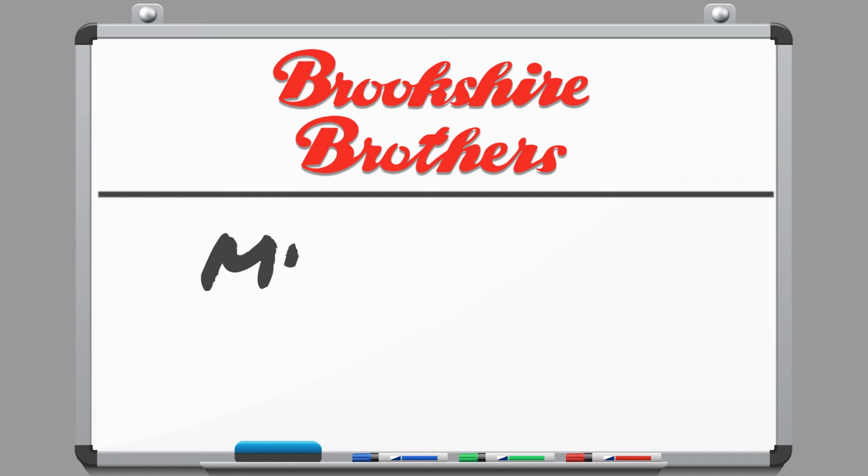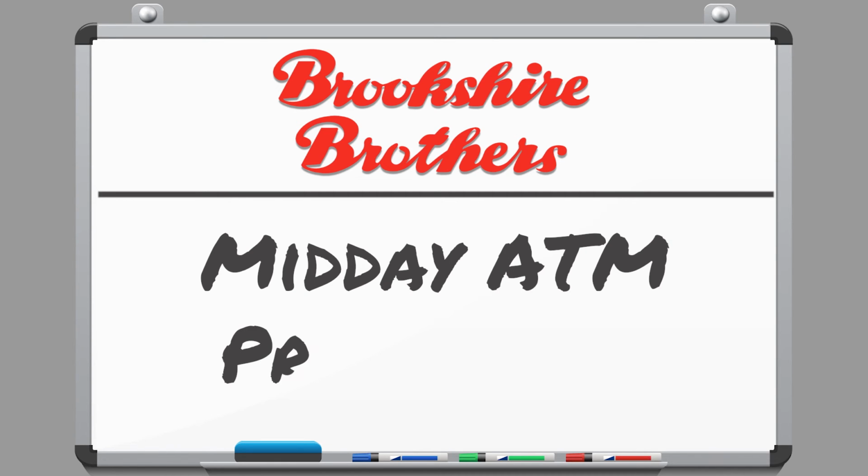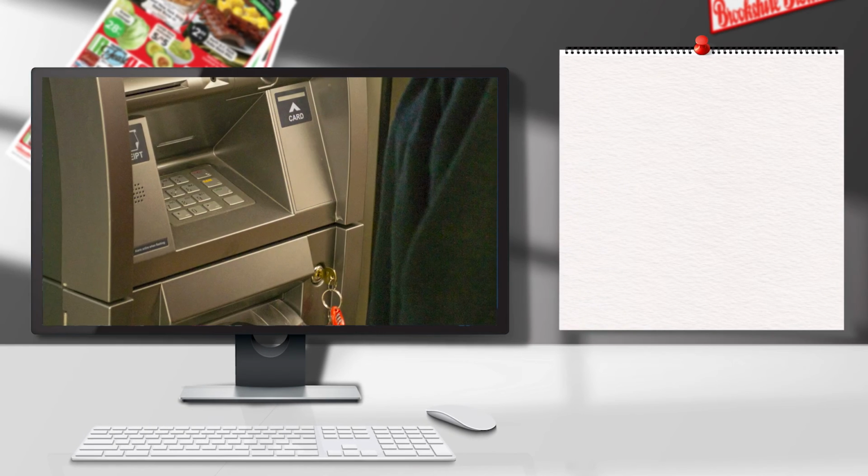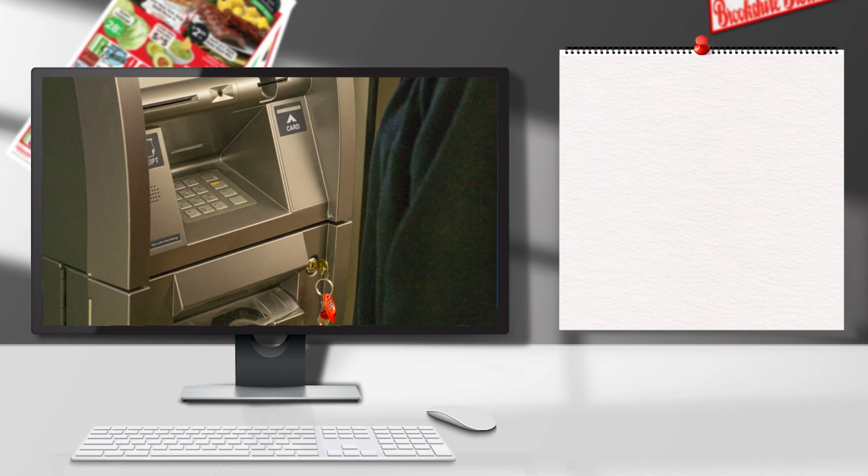Now we will cover the steps to adding money to the ATM in the middle of the day. This would only need to be done in the event that the machine runs out of money before the next day when the ATM is filled. First, you will physically remove the empty cassette from the ATM.